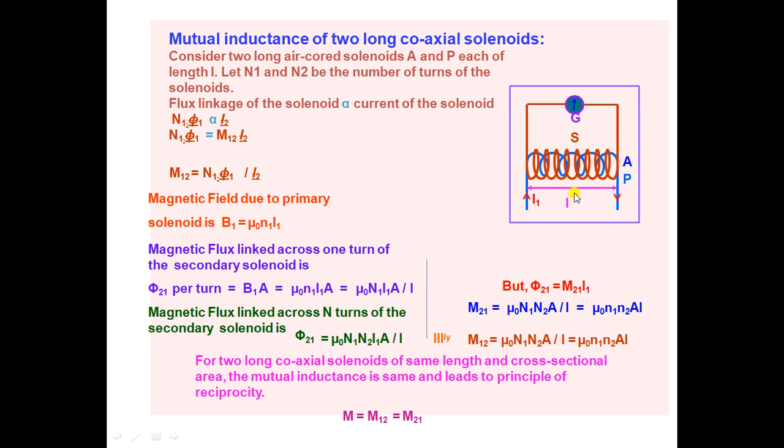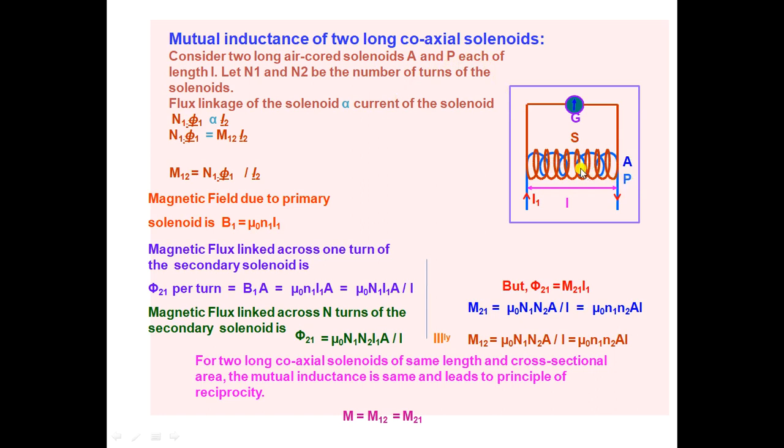Suppose the number of turns of the coils, the first solenoid, suppose A and P are the two solenoids, each of length L, and N1 is the number of turns of the first solenoid and N2 is the number of turns of the second solenoid.